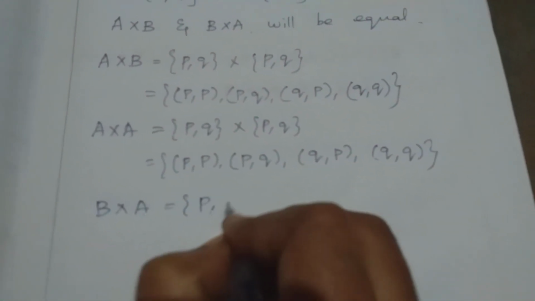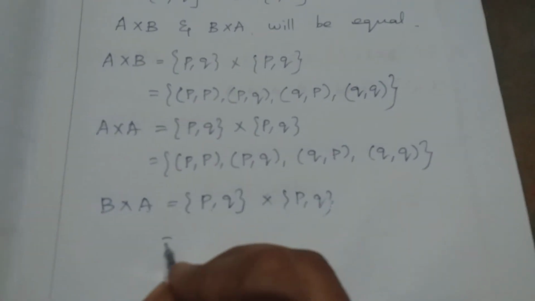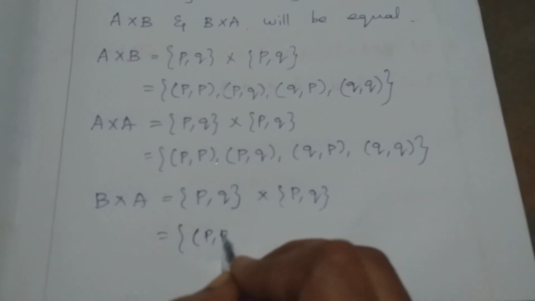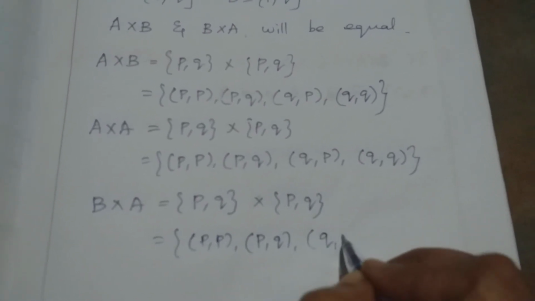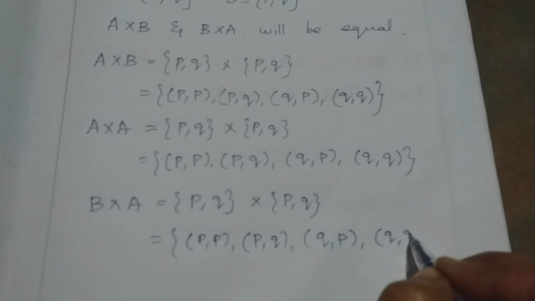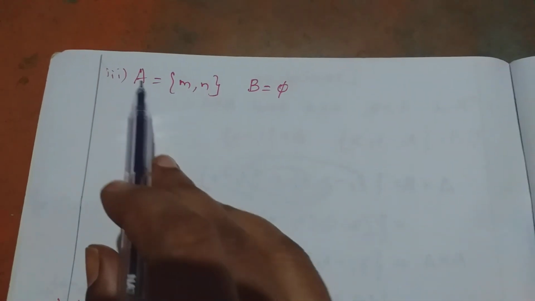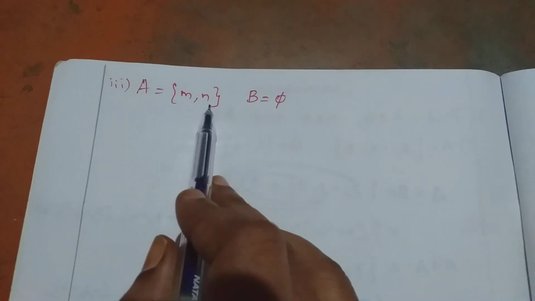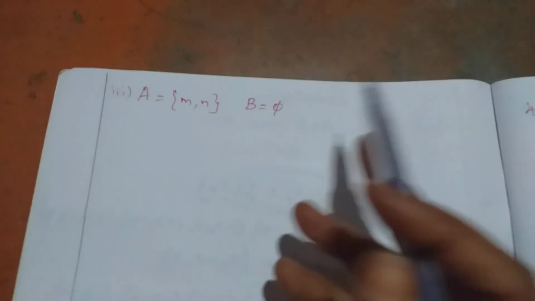So here also B is {p, q} cross A also {p, q}. So same answer: (p, p), (p, q), (q, p), last (q, q). Next third question, A set has m and n as elements, B is the null set, the empty set which has no elements.